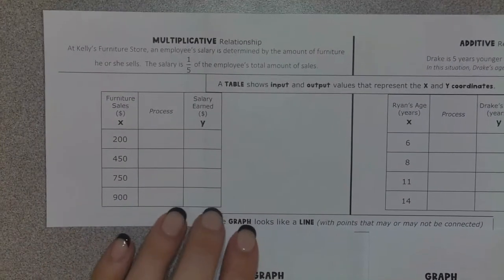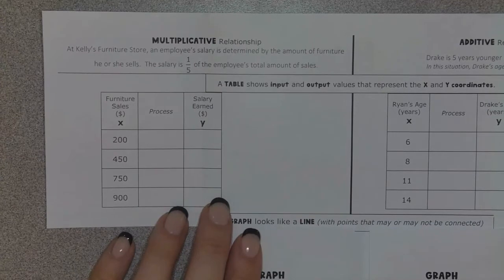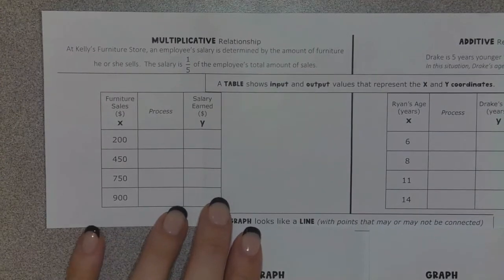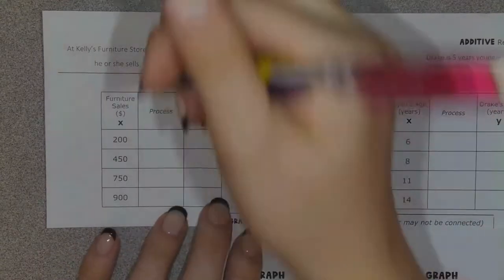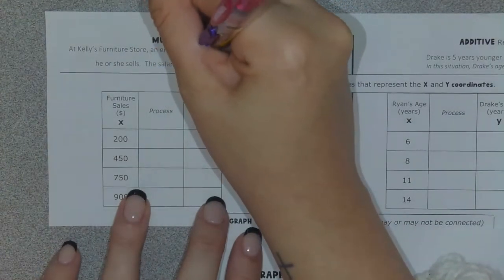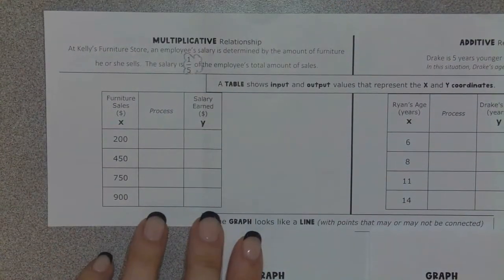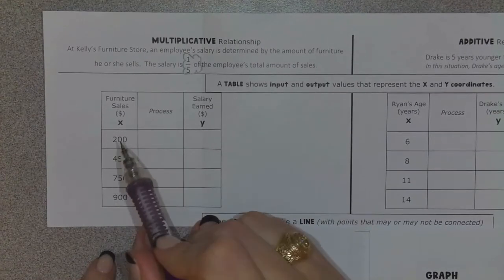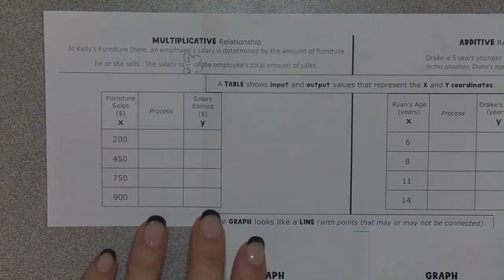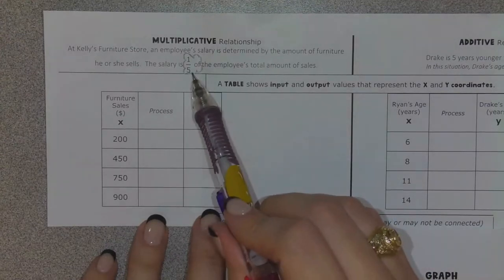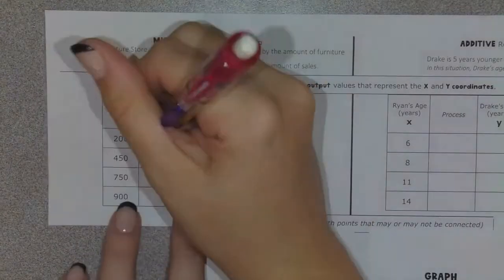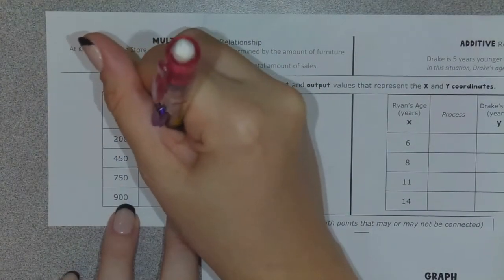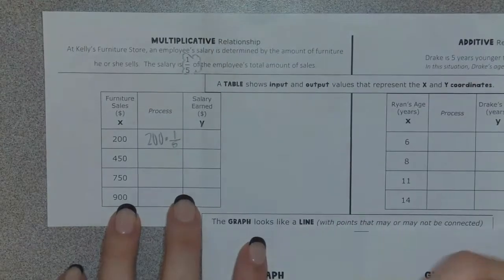So our scenario says, at Kelly's furniture store, an employee's salary is determined by the amount of furniture that he or she sells. The salary is 1/5 of the employee's total amount of sales. So again, when we see that fraction next to the word of, that tells me that I am multiplying. So let's say someone sells $200 worth of furniture. Their salary is going to be 1/5 of that $200. So to figure out their salary, our process would be 200 times 1/5.